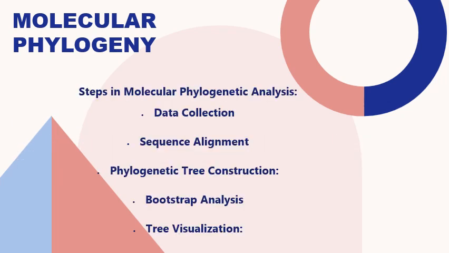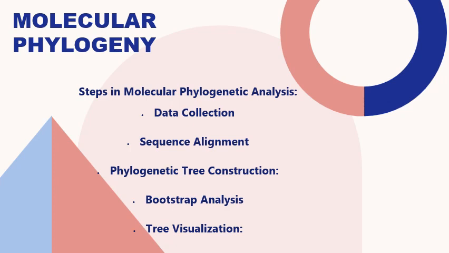So let's go over the steps involved in molecular phylogenetic analysis. So first, we'd have to collect our data. We'd collect DNA or protein sequences from a group of species of interest. These sequences should be carefully chosen to represent a diverse set of taxa. Next, we'd do sequence alignment. We'd align the sequences, ensuring that homologous positions are correctly matched. Gaps would be inserted to account for insertions or deletions.